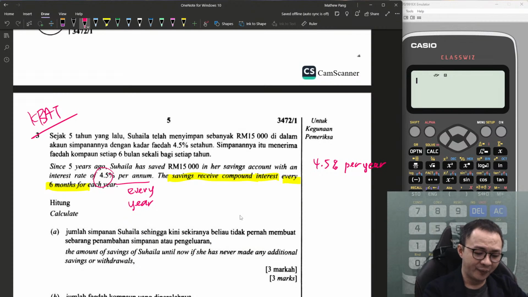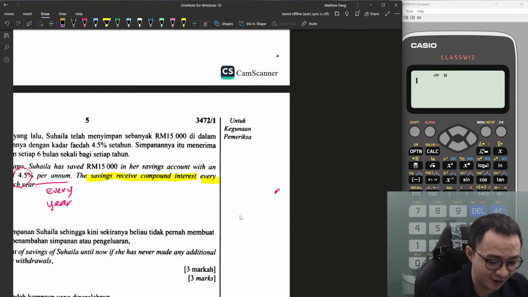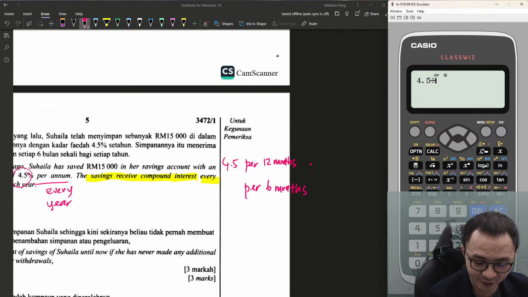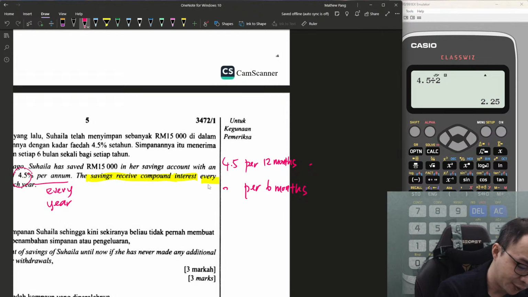Then if you want to do per 6 months, I will just divide by 2. Because this is 4.5% per 1 year, which is 12 months. So if I want to know per 6 months, definitely we will divide by 2. So 4.5 divided by 2 is about 2.25. 2.25% for every 6 months.